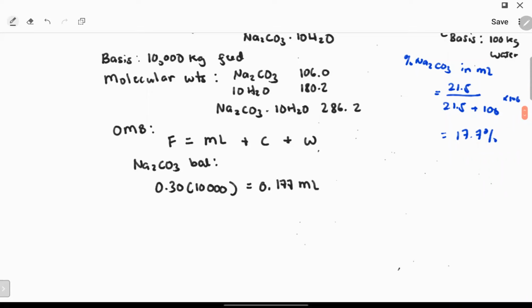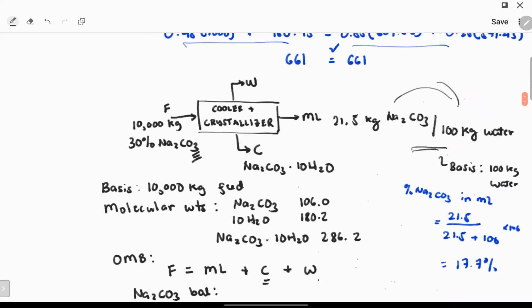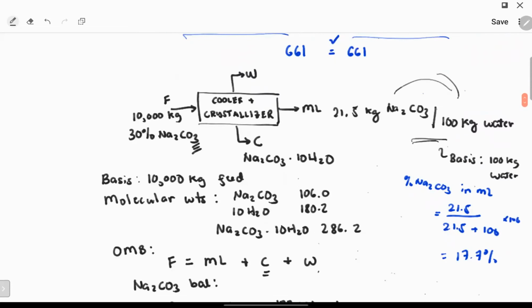Okay, plus crop naman tayo. Dito tayo sa crop. Ilan yung Na2CO3 sa crop? Malalaman ba natin yan? Well, we don't know. We don't have the value, but fortunately, we know the identity of the crystal, which is sodium carbonate decahydrate, right?